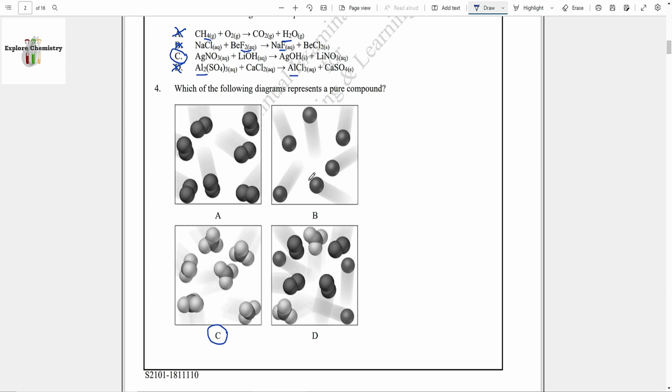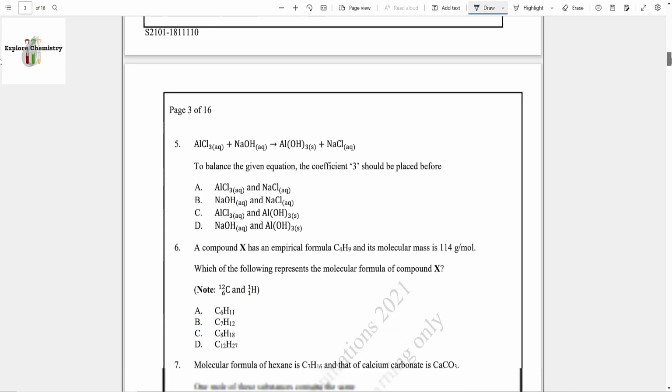This one also represents only one type of atom. Here different types of atoms are represented in this diagram. The center one is dark in color, so it can be some other element like nitrogen, and these three are the same atoms, so it can be hydrogen, like NH3. But in D, it is a mixture of element and compound. This one is an element, this one is an element, and this one is a compound. So option C is the answer, which is showing a pure compound.